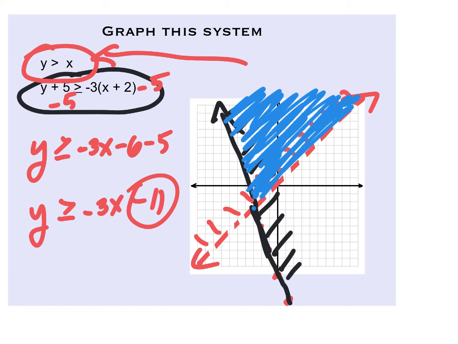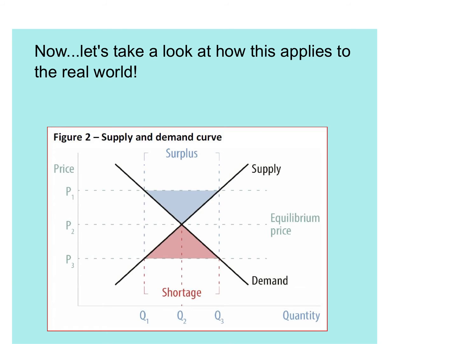Raise your hand if you feel like you would have got this one right. All right, cool. Then, let's take a look at how this could be applied in the real world. So, there is something called supply and demand. Do you get, if the price of something goes down, more and more and more people will want it?